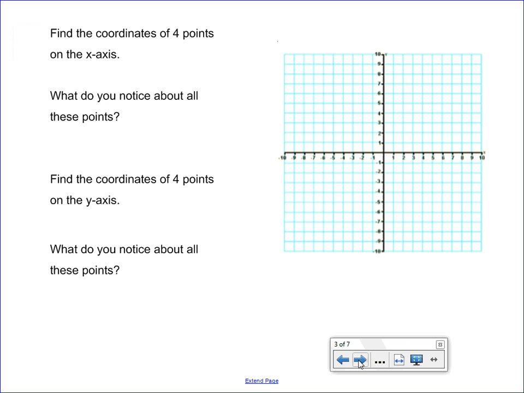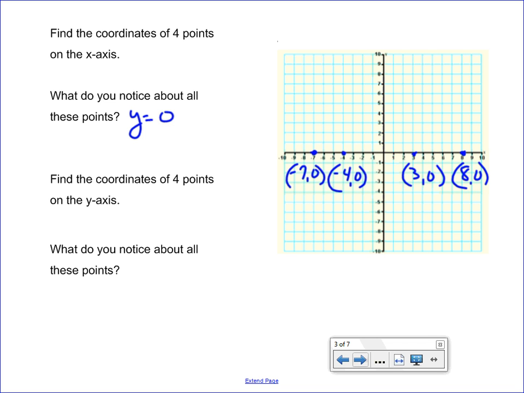So first, we want to take a look at some things to lead into this graphing idea. I want you to find 4 points along the x-axis of this graph. For instance, you may have found negative 7, 0, negative 4, 0, 3, 0, and 8, 0. All these points are along the x-axis. What do you notice about these points? You should notice that all the y values are 0.